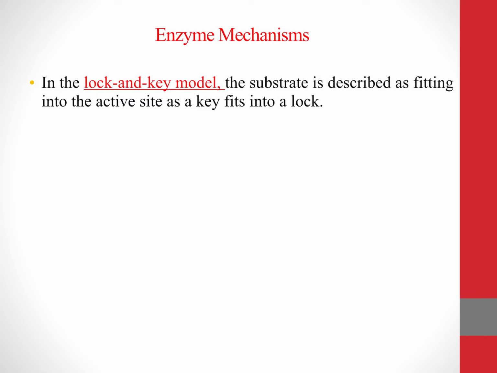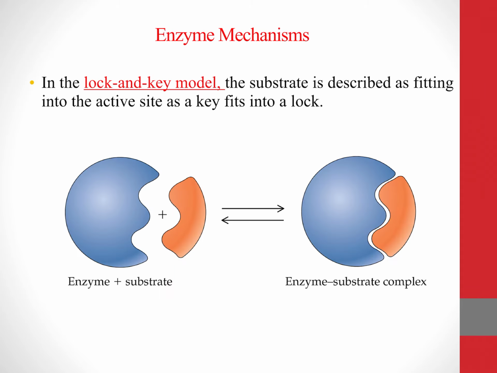Two different models describe how the enzyme and the substrate bind together. The substrate temporarily binds to the enzyme. But first is the lock and key model, where a specific key is going to fit a lock. So the substrate matches the active site exactly, just like an exact key fits a lock.